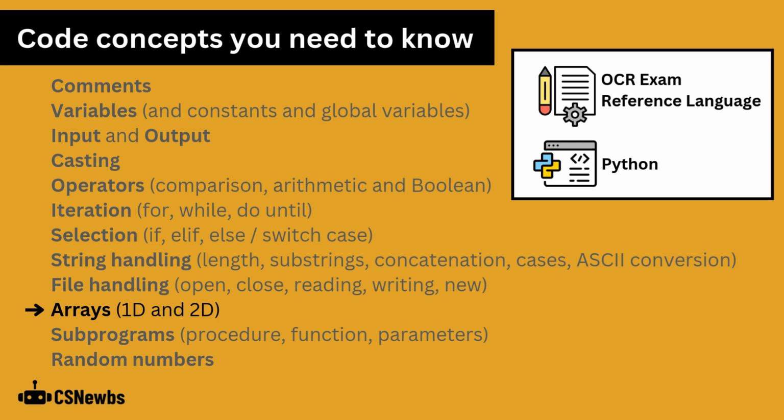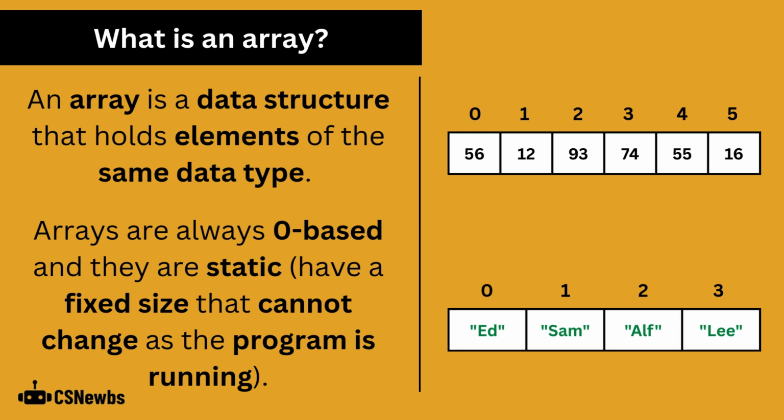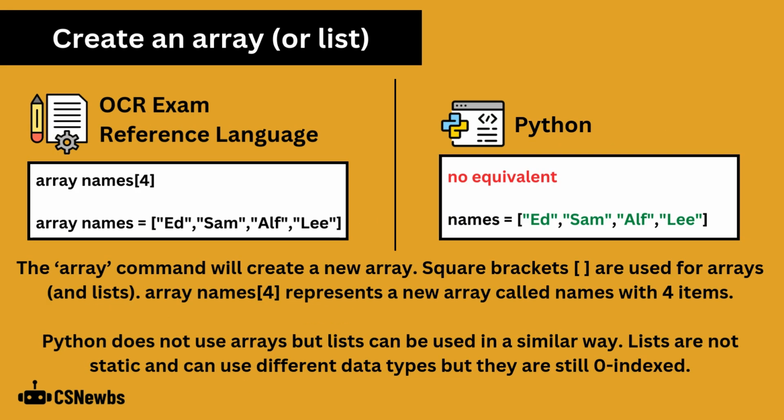You must be able to understand and write code for using both one-dimensional and two-dimensional arrays. An array is a data structure that holds elements of the same data type. Arrays are always zero-based, and they are static, meaning they have a fixed size that cannot change as the program is running. In OCR ERL, the array command will create a new array.